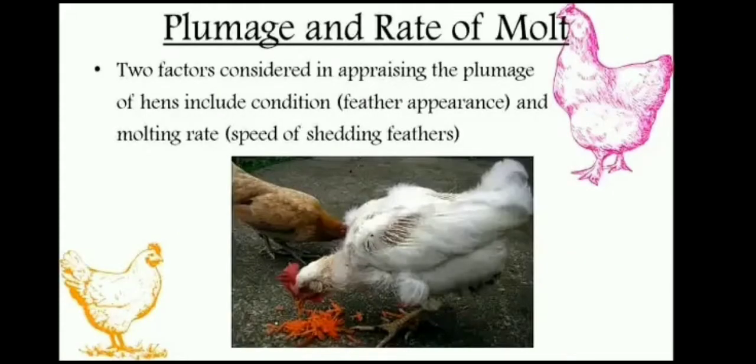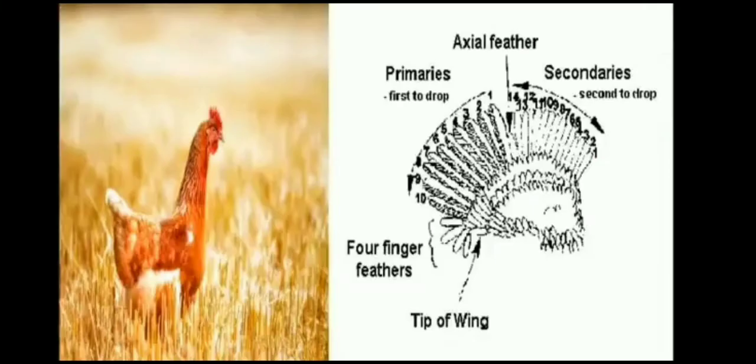The feathers of a hen. Two factors considered in appraising the plumage of hens include condition, feather appearance, and molting rate, the speed of shedding feathers. As you can see in the picture, the large feathers at the tip of the tail drop first, followed by the primaries, and then the others molt.